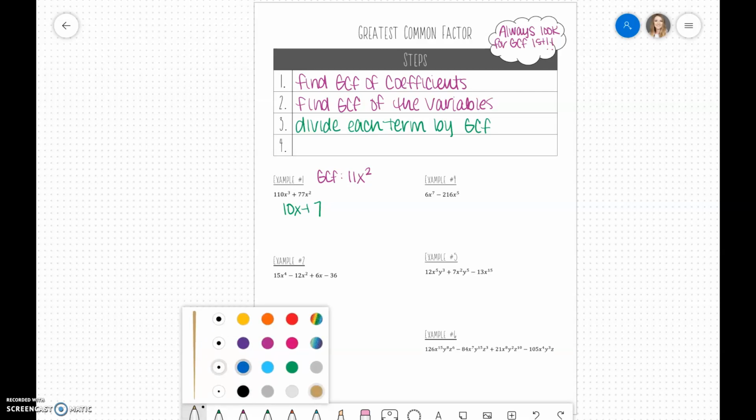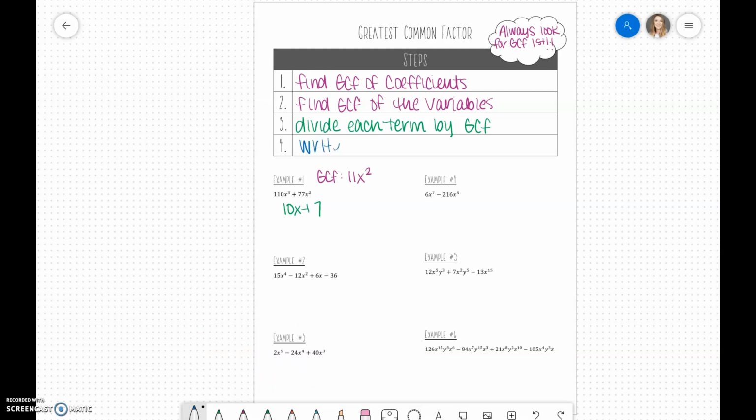So our last step is to write it in factored form. And when we say factored form, that means we need a product, so multiplication. And typically you'll see that GCF is out front. So we'll put that GCF out front, which was 11x squared. And there's our factored form now.